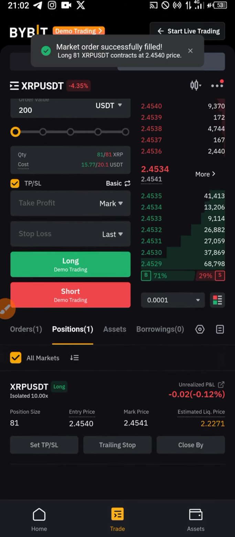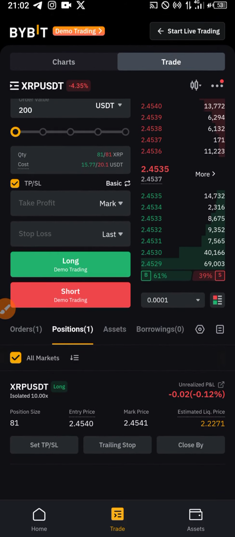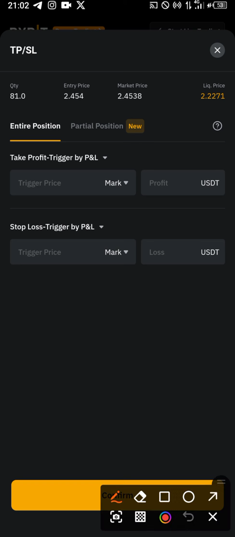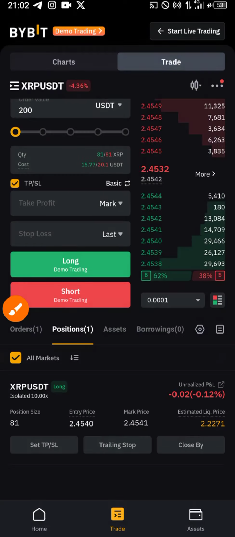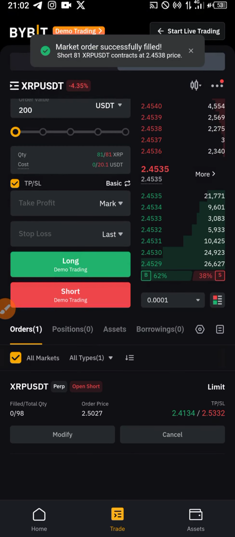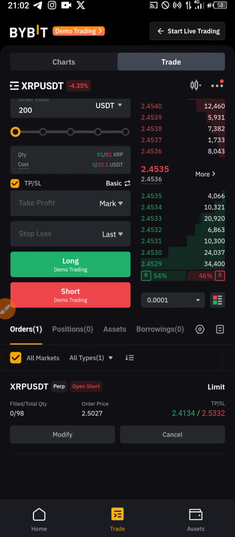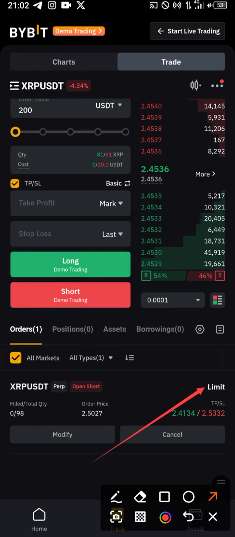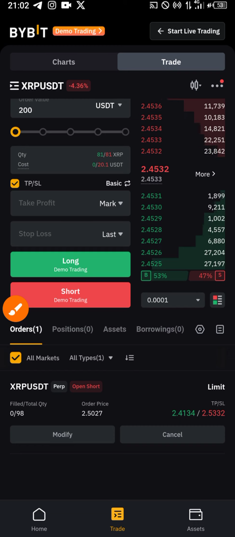Click on position, set TP and SL. So when you come here, this is your liquidation price. It's because the market has not yet been filled. That's why our liquidation price is not visible. You understand? So let's close this one. There's another way you can calculate your liquidation price, even for a limit order. As you can see, this is a limit order.